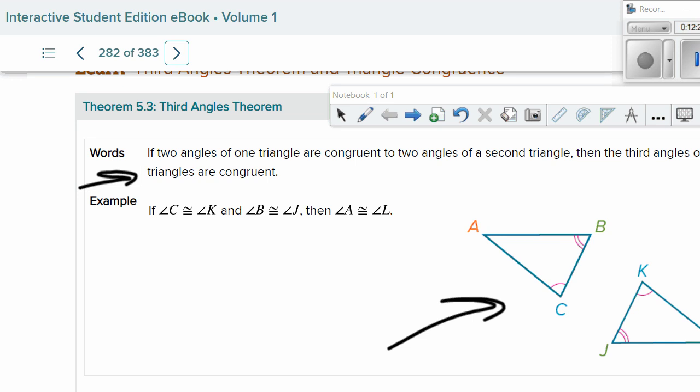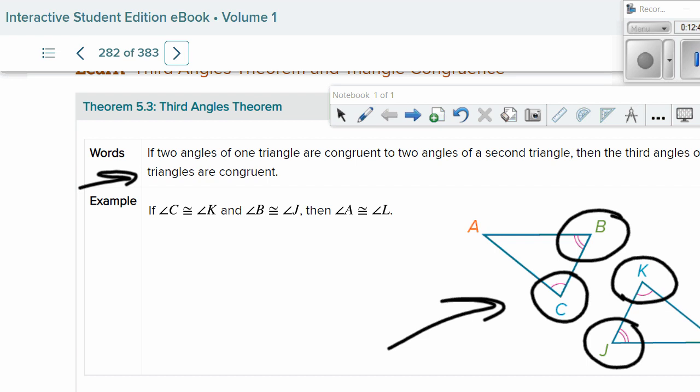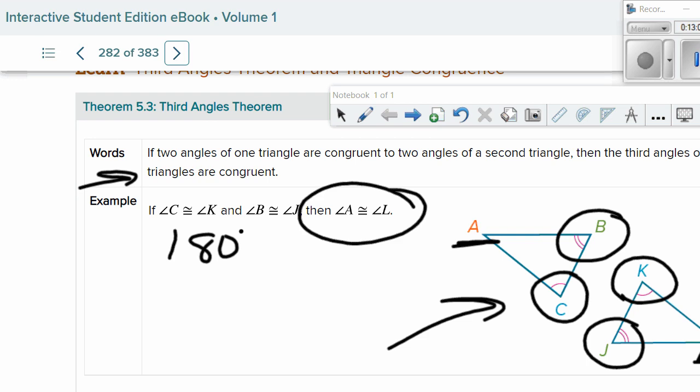Now, once we talk about it, this should be kind of common sense. If I have this triangle ABC and I can determine, or they tell me, that you've got these two angles and they're equal to these other corresponding angles over here in the second triangle, well, we remember that a triangle always equals 180 degrees. And if two angles from one triangle are equal to two of another triangle, shouldn't the third angles have to be the same, still have to equal 180? So I should be able to say then that angle A is equal to angle L.